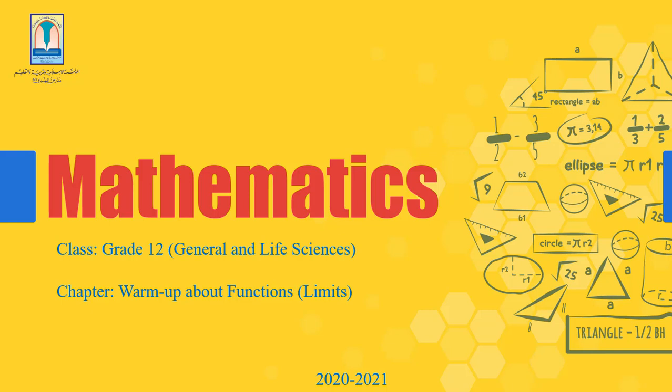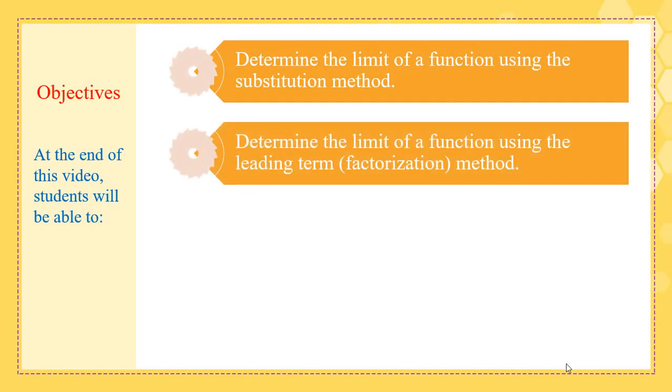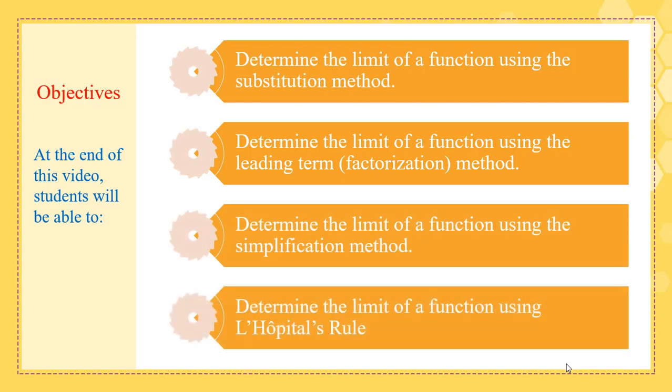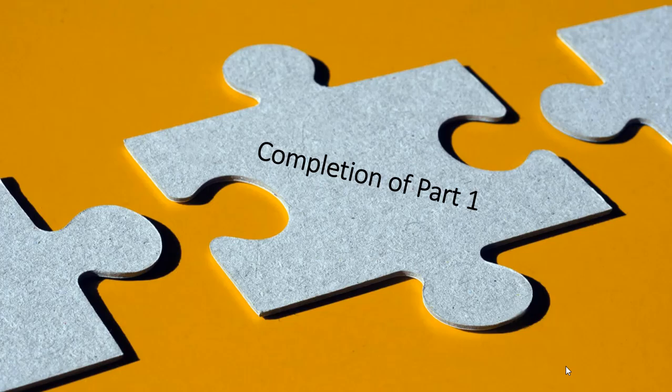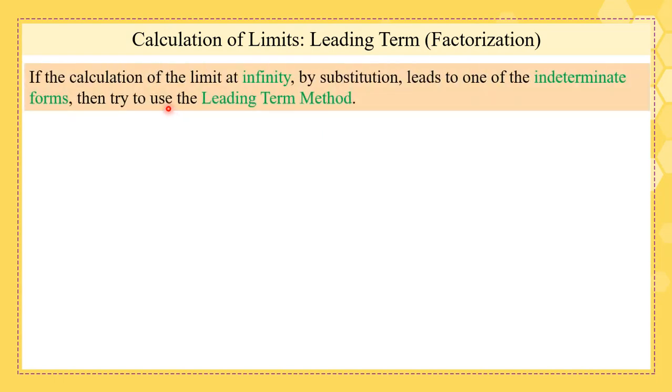Our chapter today is about limits. Now we saw in the previous part of limits that the first method of calculating a limit is substitution. Now we have another method, which is the factorization method or the leading term method.